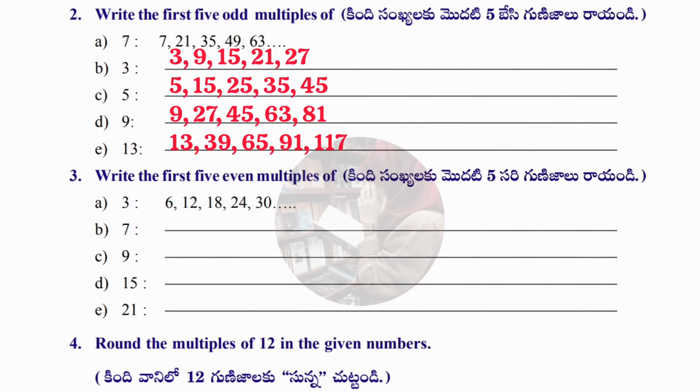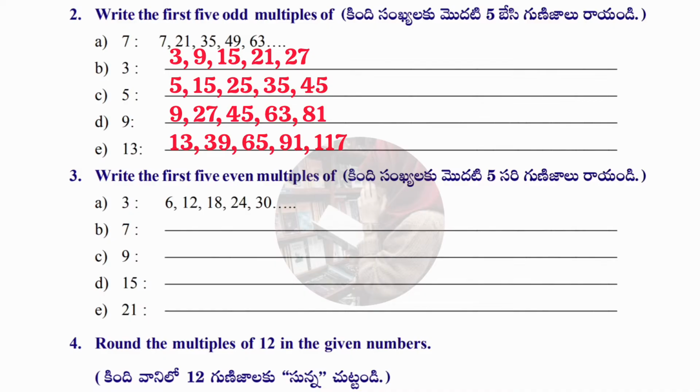Okay, next number is 9. The first 5 odd multiples are 9, 27, 45, 63 and 81. Next number is 13. The odd multiples of 13 are 13, 39, 65, 91 and 117. Okay guys, now we'll see the third Roman numeral, which is: write the first 5 even multiples of the given numbers.